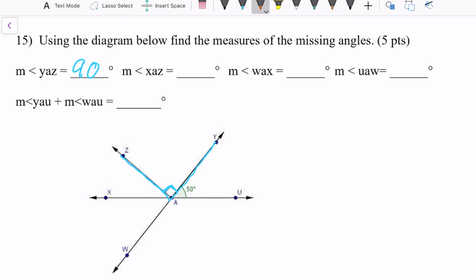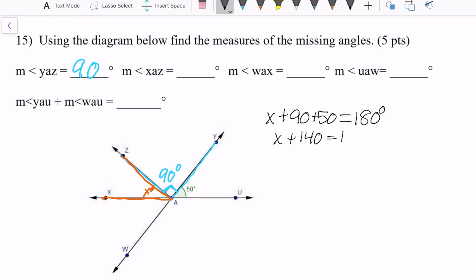Then they want to know XAZ. Ooh, that's tricky. I'm going to call this x, so this is x degrees. I know this is 90 degrees, and I know that this is 50 degrees. So I know that x plus 90 plus 50 is 180 degrees because XU is a straight line. So x plus 140 is equal to 180. In order to get x by itself, I subtract 140, which means x equals 40. So XAZ is 40 degrees.